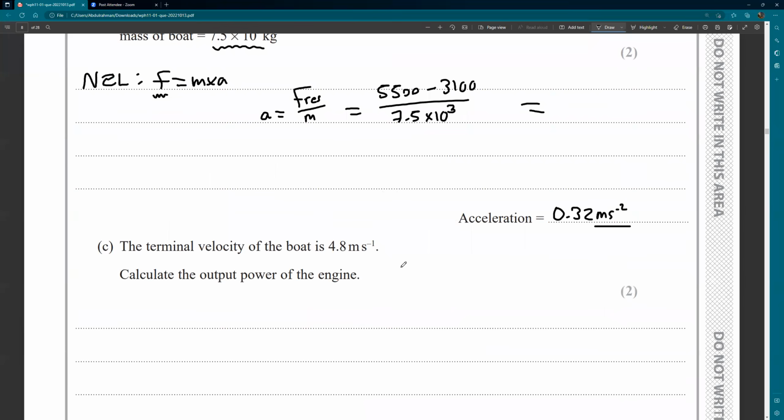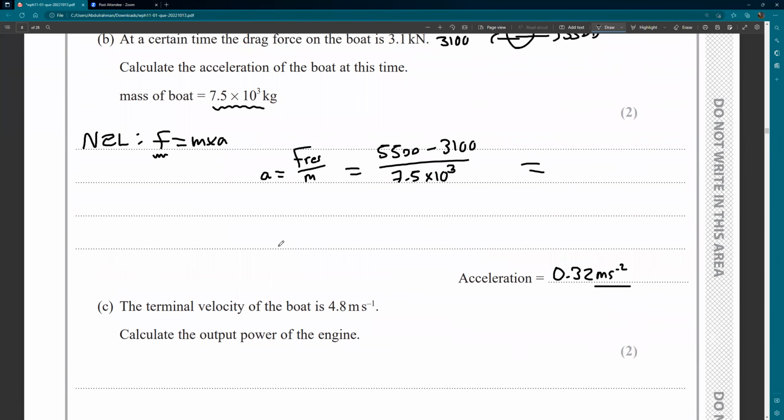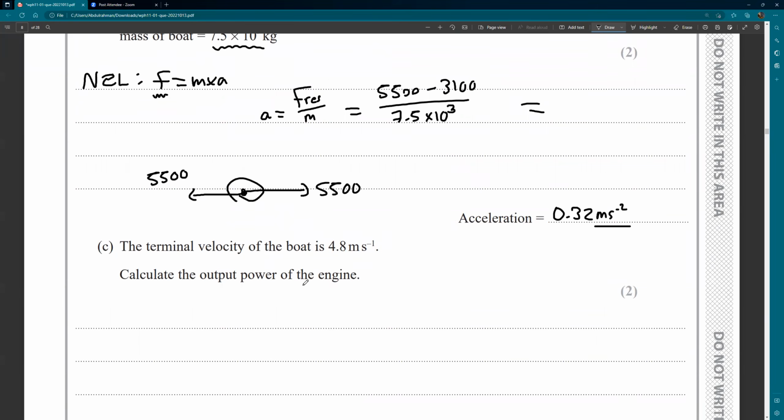Okay, the terminal velocity of the boat is 4.8 meters per second. When does the boat reach terminal velocity? It reaches terminal velocity when the forward force, which is 5,500, is equal to the frictional force, which is 5,500. Calculate the output power of the engine.